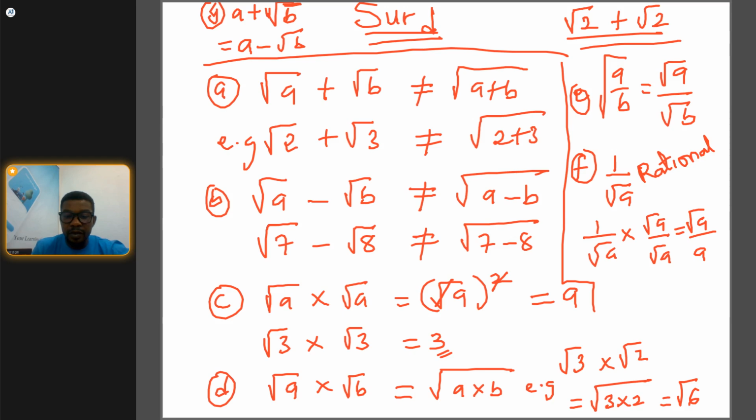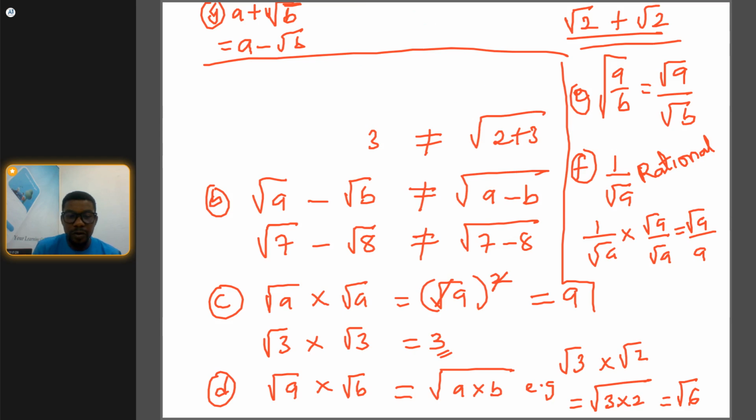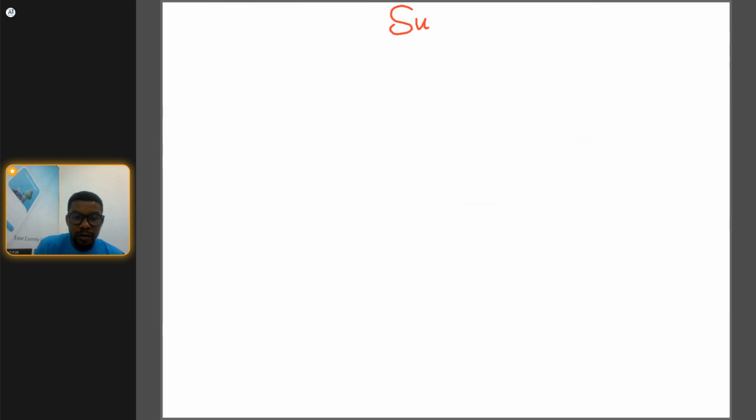Is that taken? So we have touched all the laws of surd, and we want to put them into practice by considering some questions under them. Okay. So if the laws of surd are clear to you, please kindly signify. Okay. All right. So we can proceed to take some applications on that. So permit me to clean the board. We are still on surd.